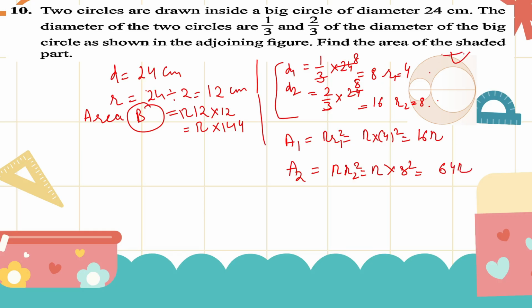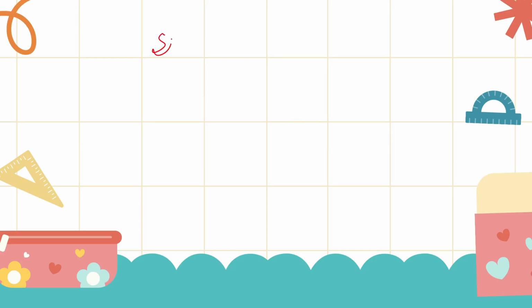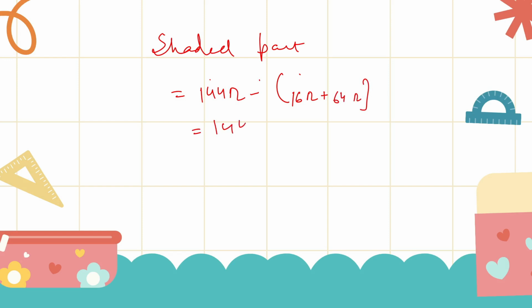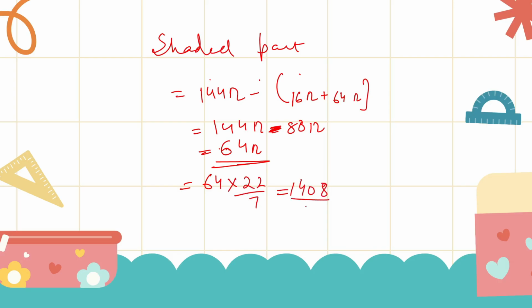Now we have to find the area of the shaded part. We have found the area of the bigger circle, we have found the area of the smaller circles, what is left to find is the shaded part. So the area of the shaded part is bigger circle minus the smaller ones. Bigger is 144 pi. I kept pi because we can take it common. 16 pi plus 64 pi, sum of both that is 80 pi, and here 64 is left. You can leave it here if they are asking to find the area in terms of pi, otherwise we can put the value of pi also, that will be 22/7. Multiply 64 by 22, you get 1408, divide by 7.